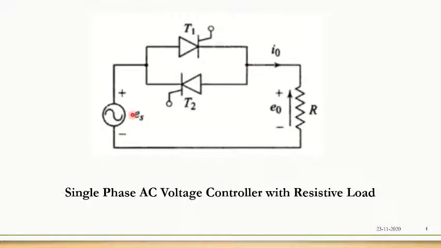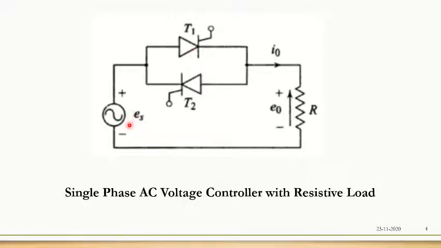This is an AC supply. T1 will be conducting till it reaches pi. Once the supply crosses pi, T1 will be reverse biased. So automatically, because of the natural commutation process, this T1 will be turned off in the negative cycle, right?